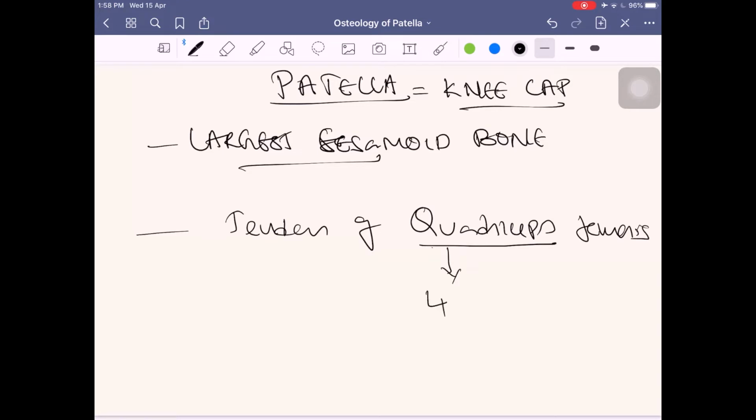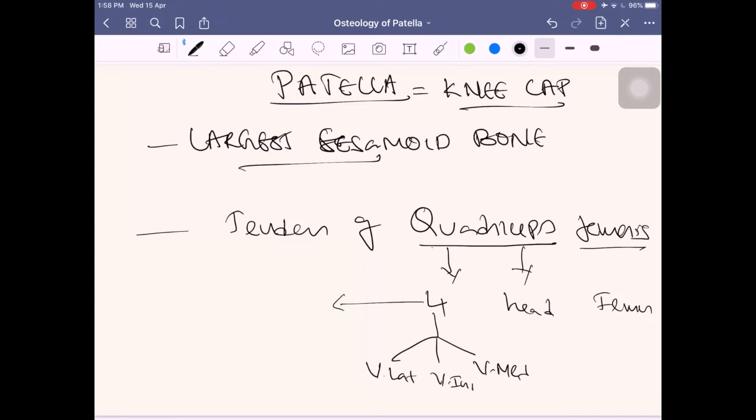Quad means 4, ceps means head. So it's a muscle which is attached to the femur, thigh bone, with 4 heads. So what are these 4 heads? In this, the 3 heads are from your vastus: vastus lateralis, vastus medialis, and vastus intermedius. Apart from these 3 heads, the 4th head is your rectus femoris.